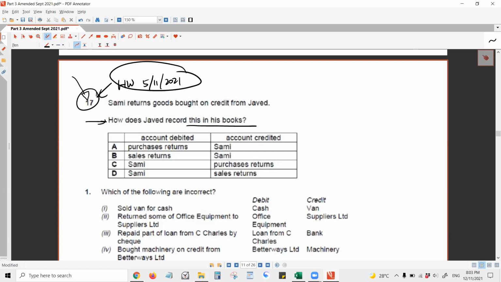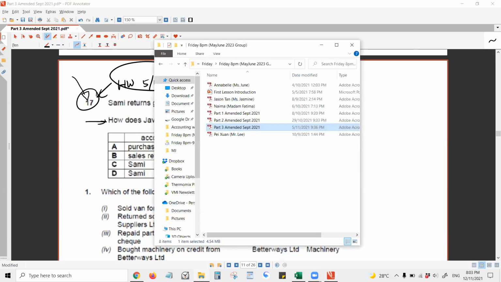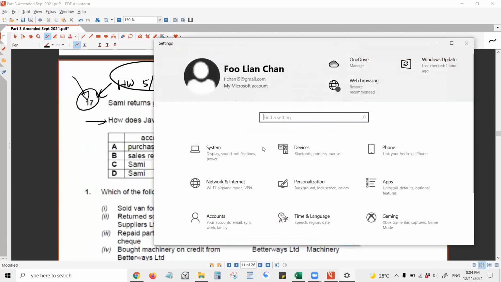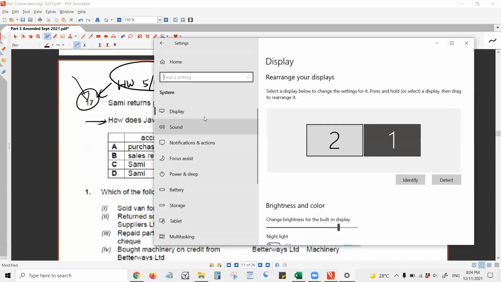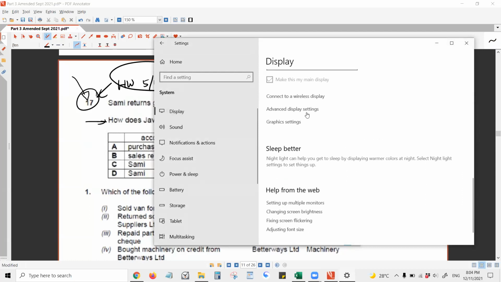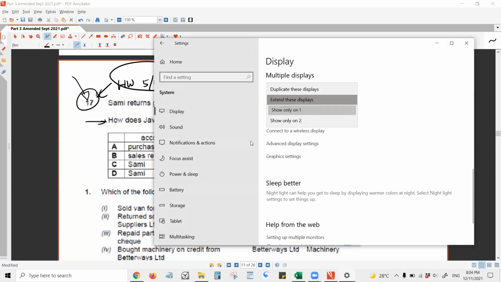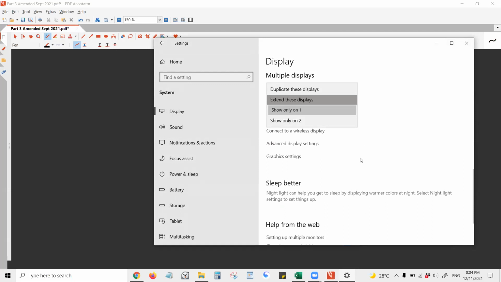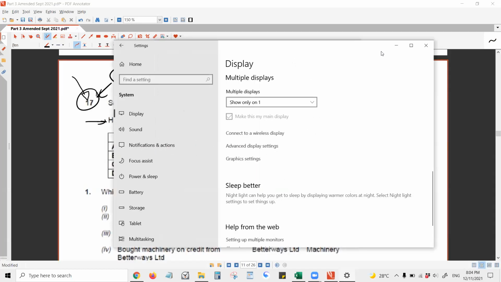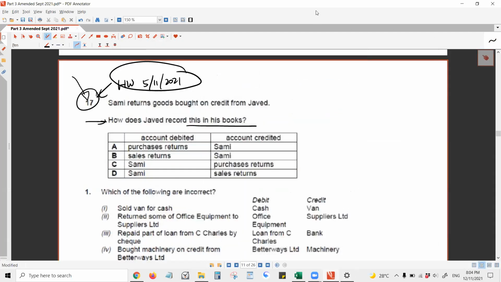Hold on, there was a problem with the screen. Let me adjust it. Sorry, now it's okay.